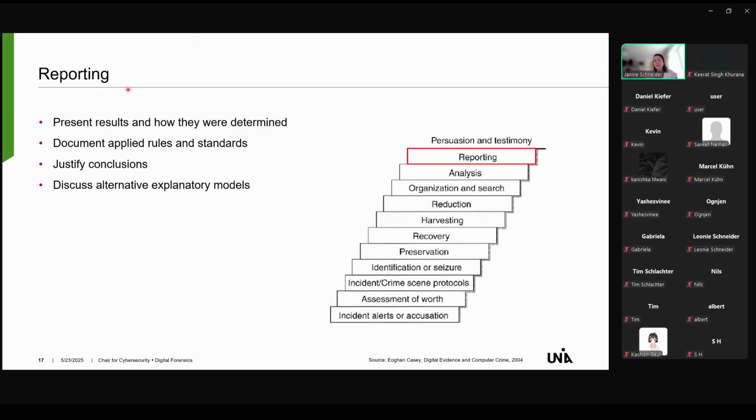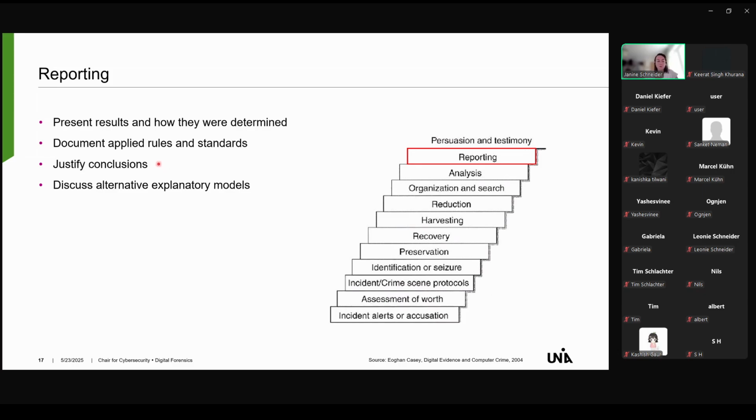And reporting means forensic experts write reports about their work, about what they did in their technical analysis. But of course, also the other parties report on how they investigated the case. But for us, it means present your analysis results, present how you, for example, analyzed a certain trace, how you created your copies of your evidence, which rules and standards did you apply, justify conclusions.